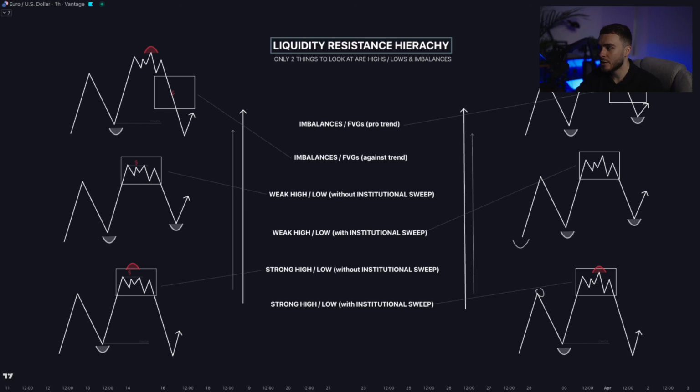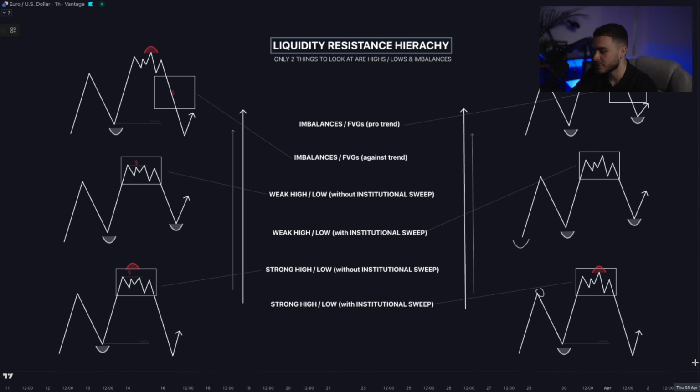So now we understand what our institutional liquidity sweeps are. Let's put it into action. Starting from the very bottom, the hardest bit of liquidity to actually reach is going to be a strong high with institutional sweep. So what do we mean by that? Essentially, it's something like this.